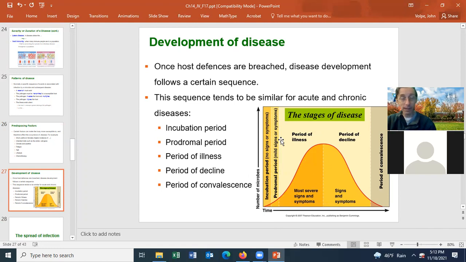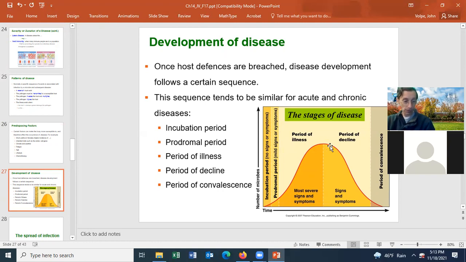And so instead of thinking about it, do I have a sore throat? You say, geez, now I have a real sore throat. The period of illness is followed by the period of decline. That is when the patient starts getting better. If you have a fever, the period of decline is when the fever breaks or the fever ends.